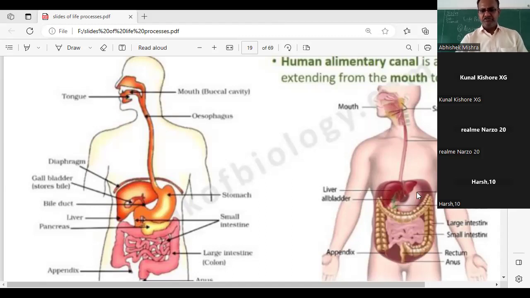Akanksha, after ingestion, what will happen? You can unmute yourself. Sir, after ingestion, the process of digestion takes place. Okay. Then what happened in the initial digestion in the mouth?